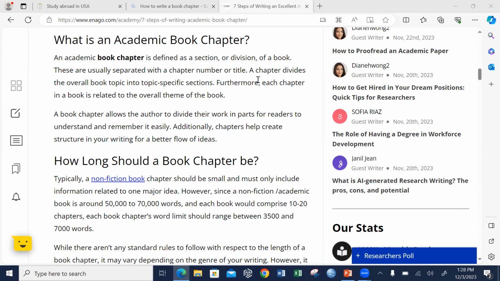And even within the table of contents, in terms of each chapter, you see specific subheadings. So an academic book chapter takes into account several headings or subheadings in a particular chapter. A chapter divides the overall book topic into topic-specific sections. Further, each chapter in the book is related to the overall theme of the book.